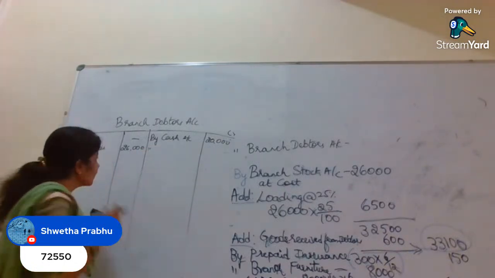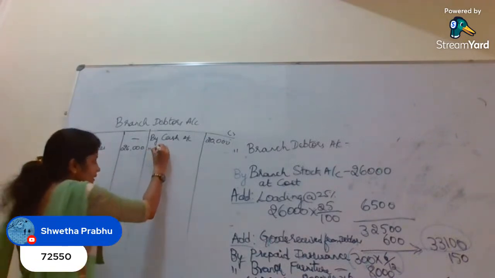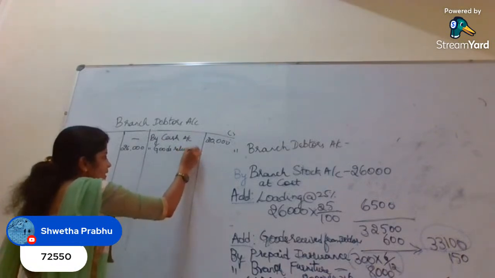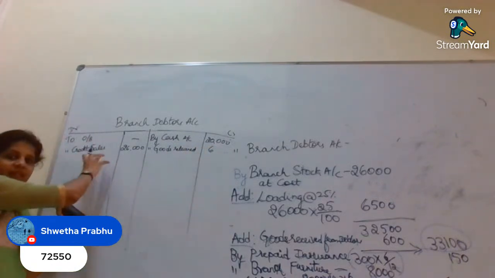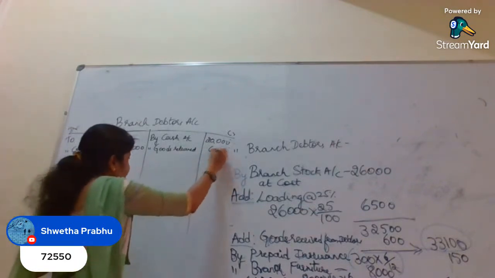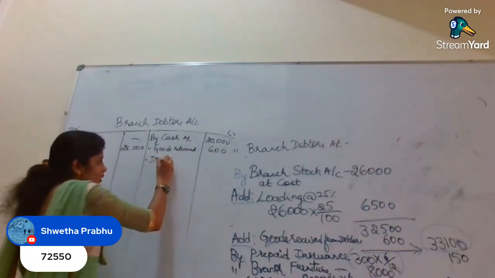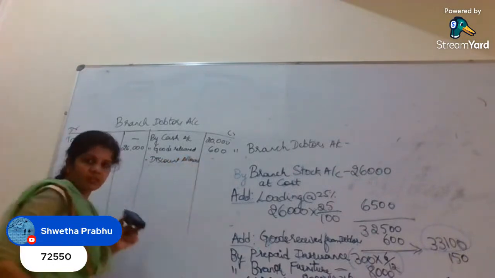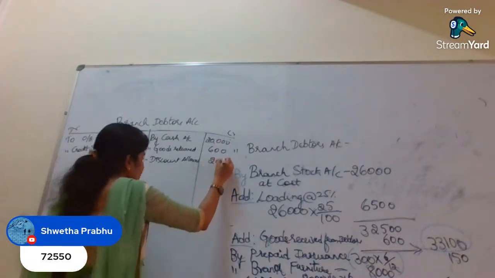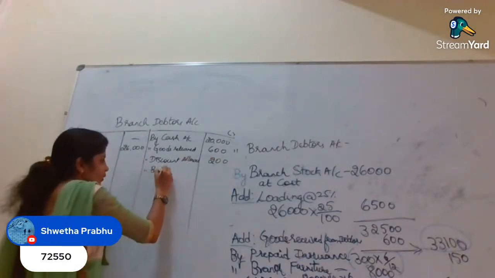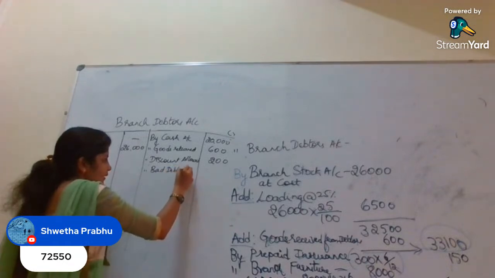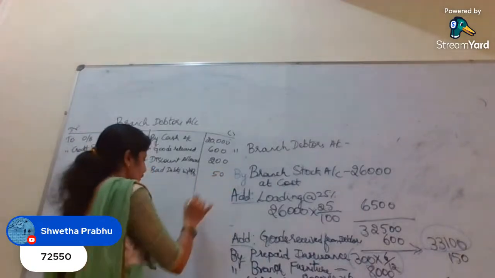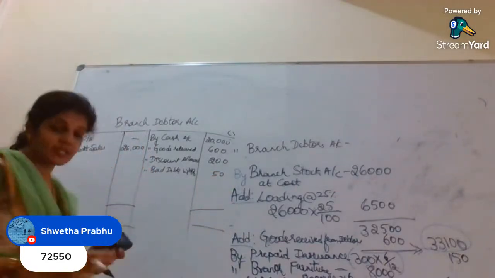Next item is goods returned. Correct? Goods returned. What is the amount of goods returned? 600 rupees. It is at the invoice price. When there is a sale, we debit it. When there is a return, we credit it. And also there is a discount allowed. What is the amount of discount allowed? 200, correct? 200 rupees of discount allowed. There is a bad debts written off. This bad debts written off for 50 rupees. Okay. So like this we have to record it.